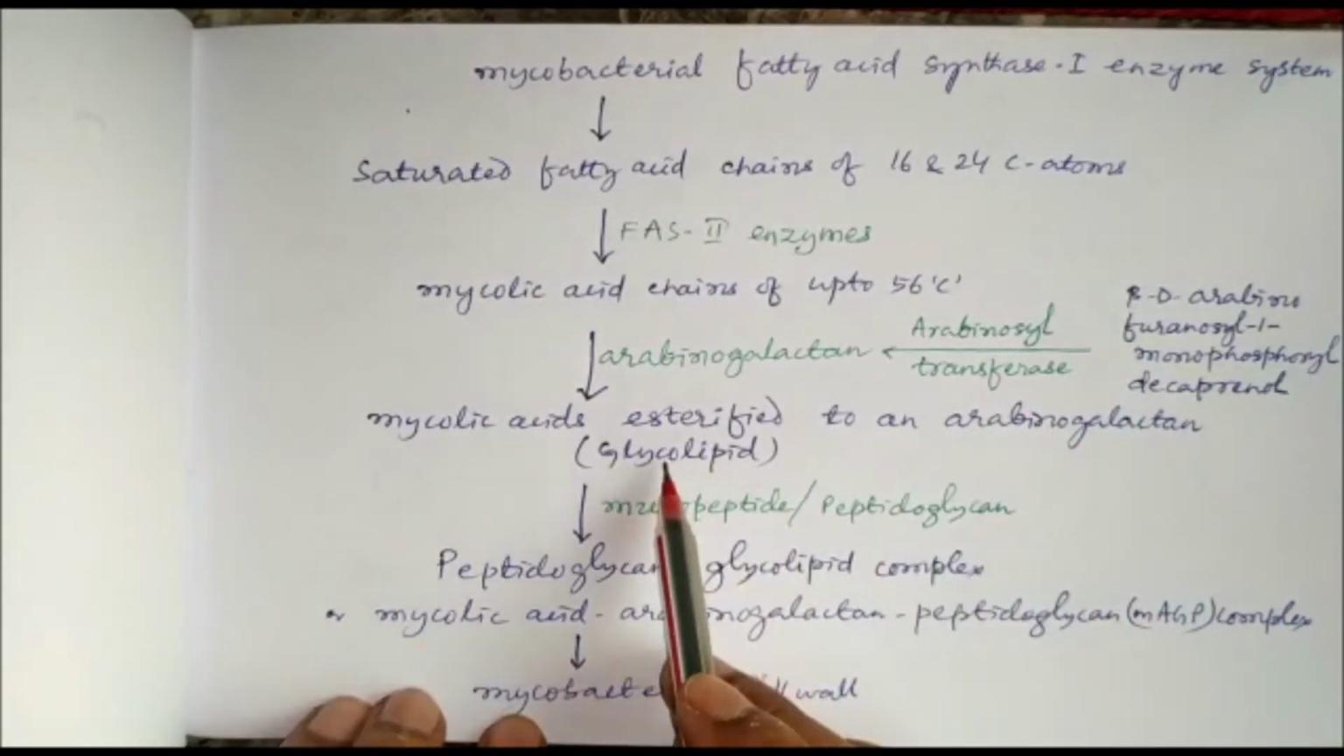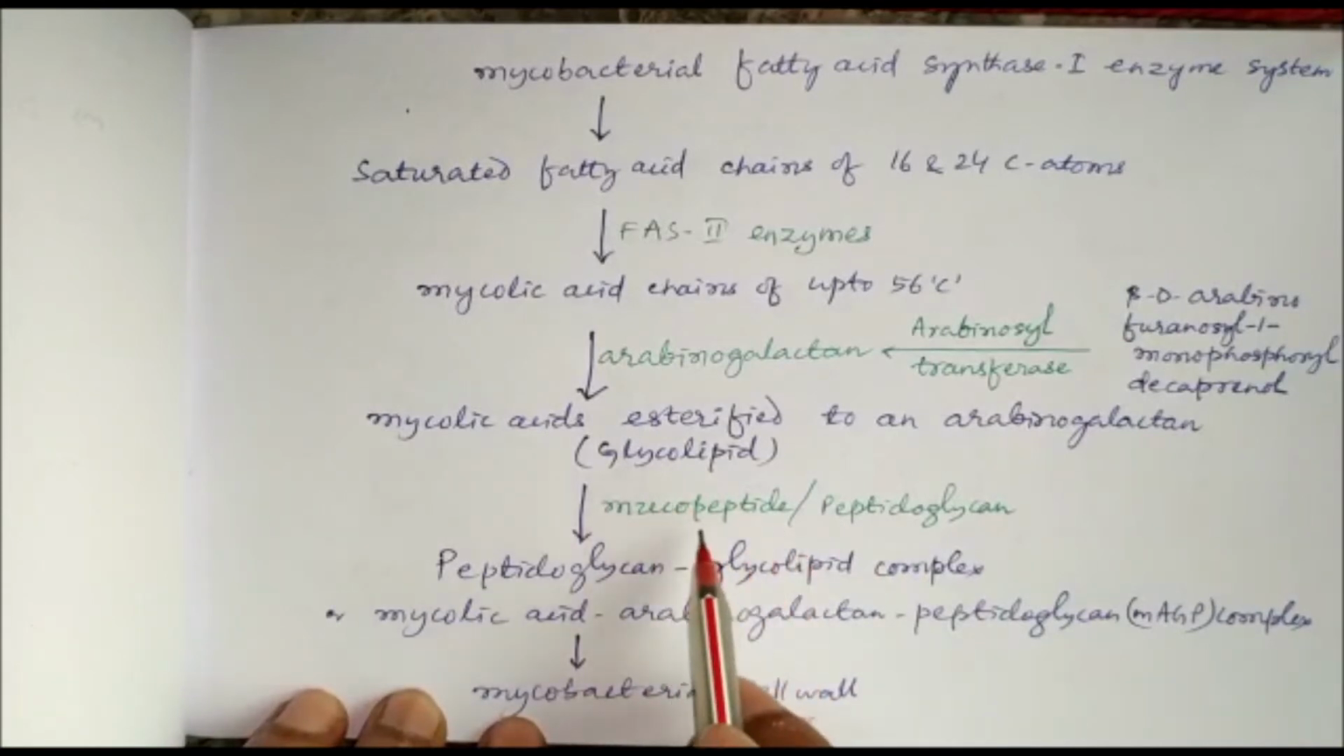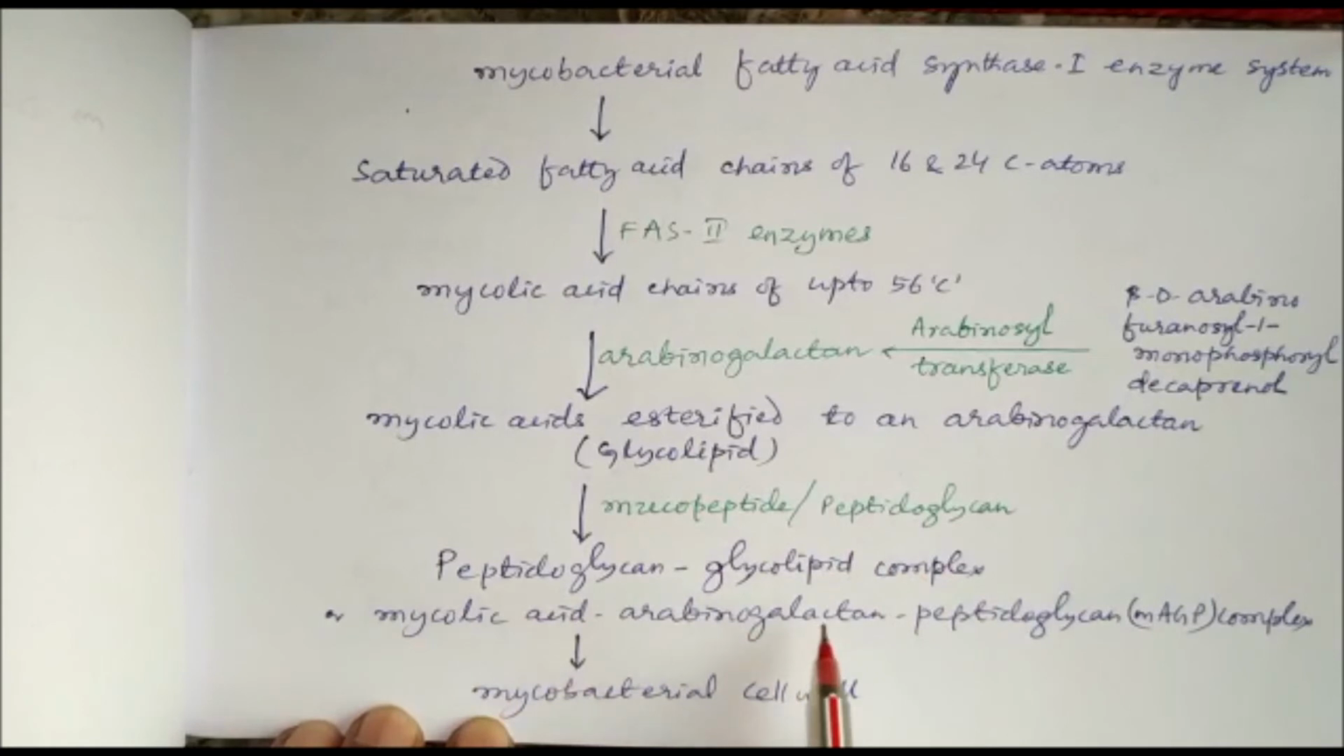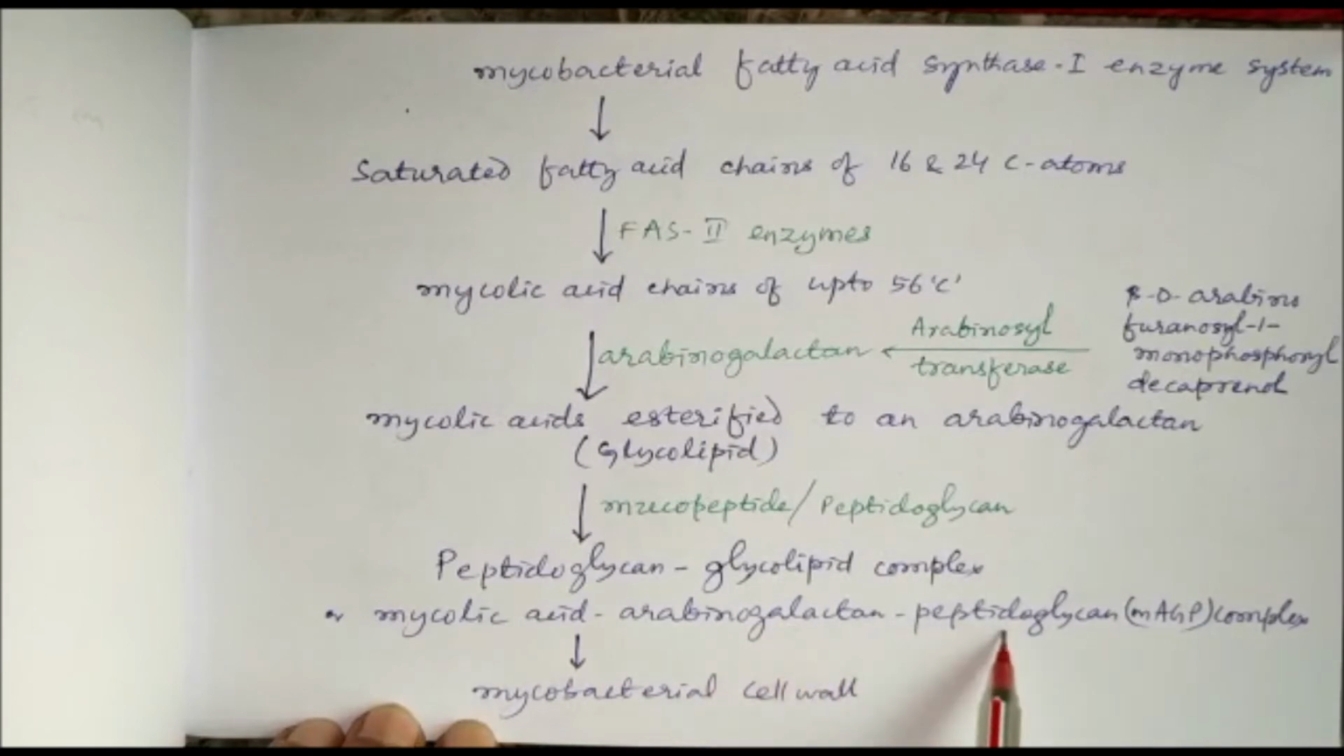Now this glycolipid binds with mucopeptide or peptidoglycan to form the glycolipid peptidoglycan complex, or mycolic acid arabinogalactan (AG) peptidoglycan complex. This is nothing but your mycobacterial cell wall.